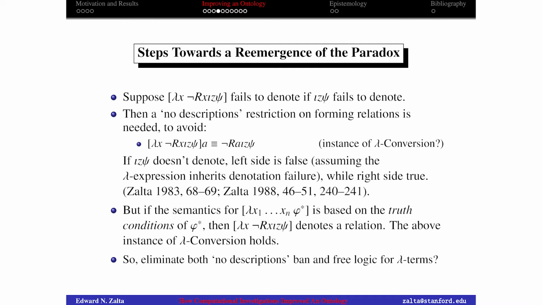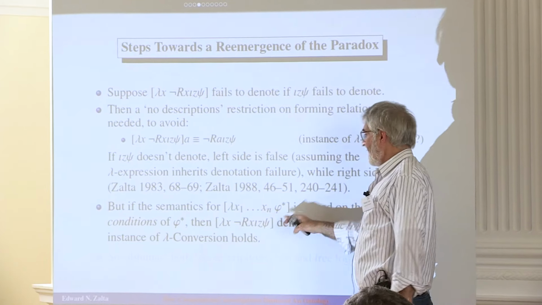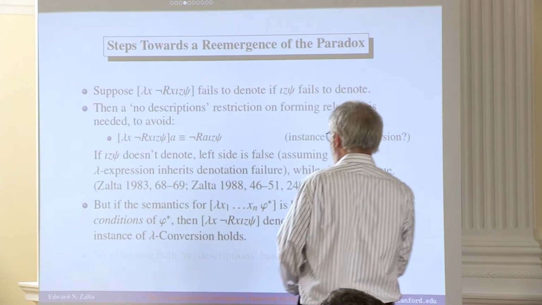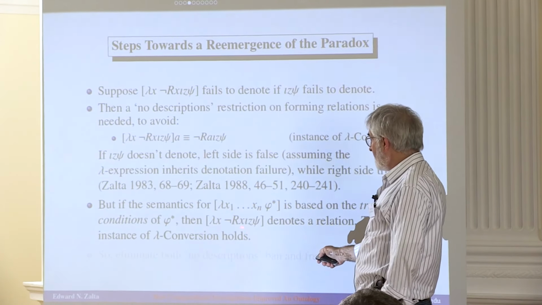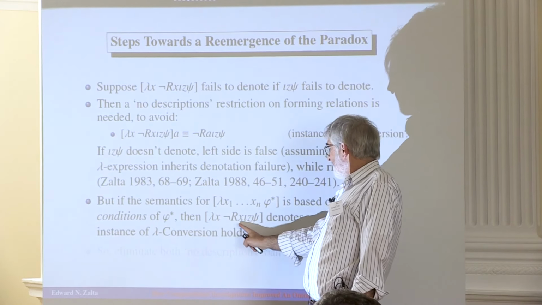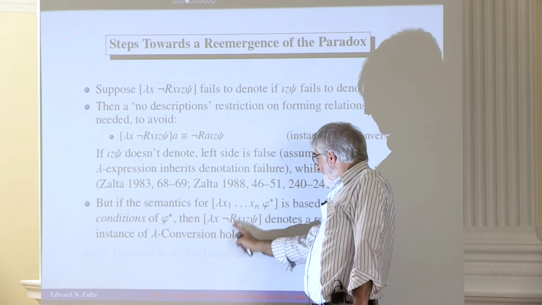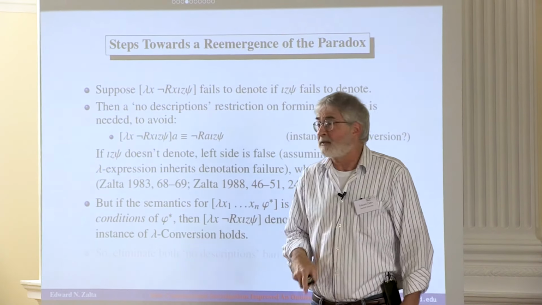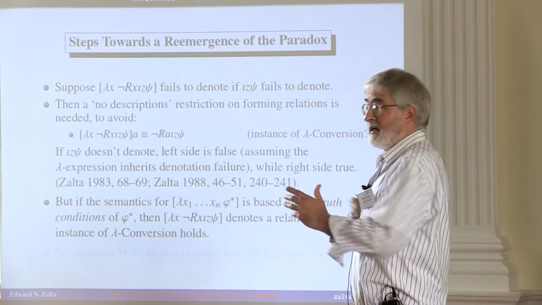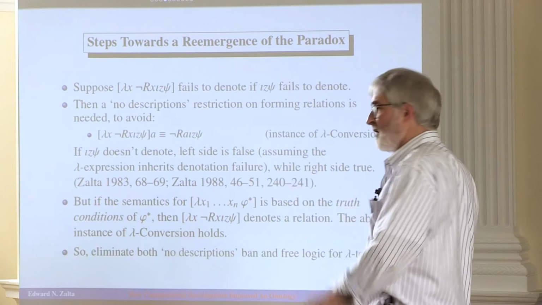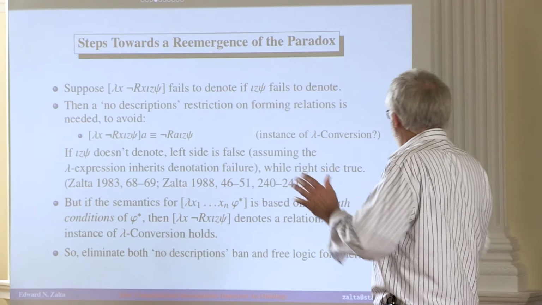But then I realized that semantics is kind of restrictive, and there's a much more general semantics where you can interpret the denotation of a lambda expression in terms of the truth conditions of phi star rather than the denotation of its terms. In that case, this expression can denote something. Namely, it will denote a universal property that everything x exemplifies, because in this case, the part that fails to denote makes the whole thing false, but then the negation will be true: it's not the case that x bears r to that. And so being an x such that the true holds is going to give that thing a denotation. So you can have this principle as long as you interpret lambda expressions that way. So I thought, okay, I can eliminate the no descriptions ban and the free logic of lambda expressions.